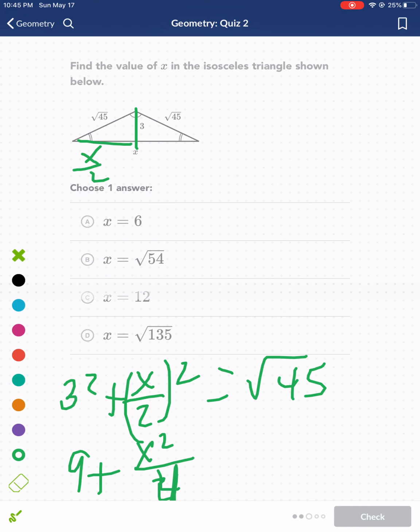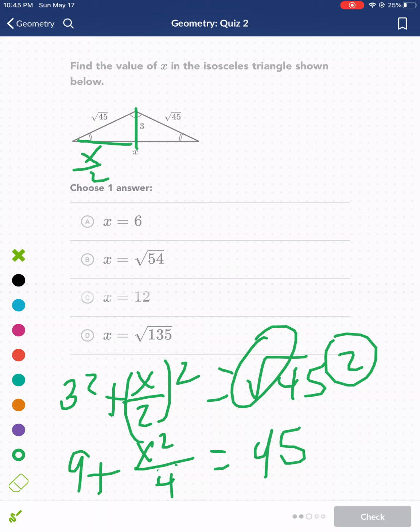Ooh, that's not really 4. Still ugly. And when we have a square root and we square it, that would just be 45, okay? So I'm again going to click a random answer here.